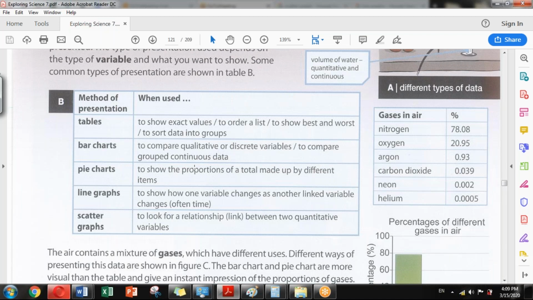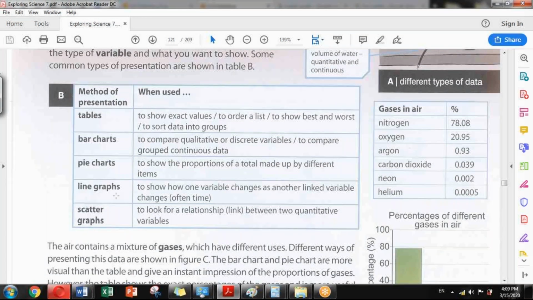Okay, here the bar chart and pie chart. When you look at the bar chart, you can instantly get an impression, so you can understand what's going on there. But it also has a disadvantage. Look here, examples are given here.